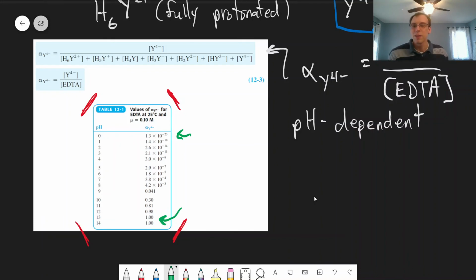And so this is relevant for EDTA titrations because those protons need to be lost for the complex to form. And so the value of alpha Y4- is going to affect the equilibrium reaction involving our metal ion and EDTA. And so the pH of the titration matters a lot. And so we'll keep exploring that in the next video where we look at some definitions of equilibrium constants between metal ions and EDTA and why alpha Y4- matters in those.